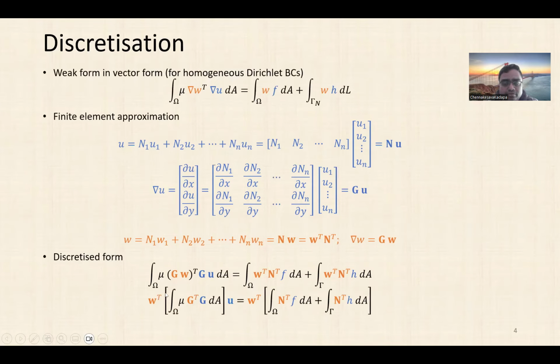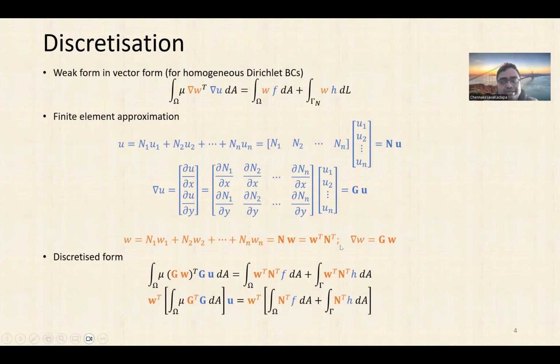We can write it in this form, and for an arbitrary w bar, this integral multiplied by u should be equal to the term inside the bracket. This is our Ku equal to f. The term on the left hand side inside the bracket is our stiffness matrix. The term in the brackets on the right hand side is our force vector.